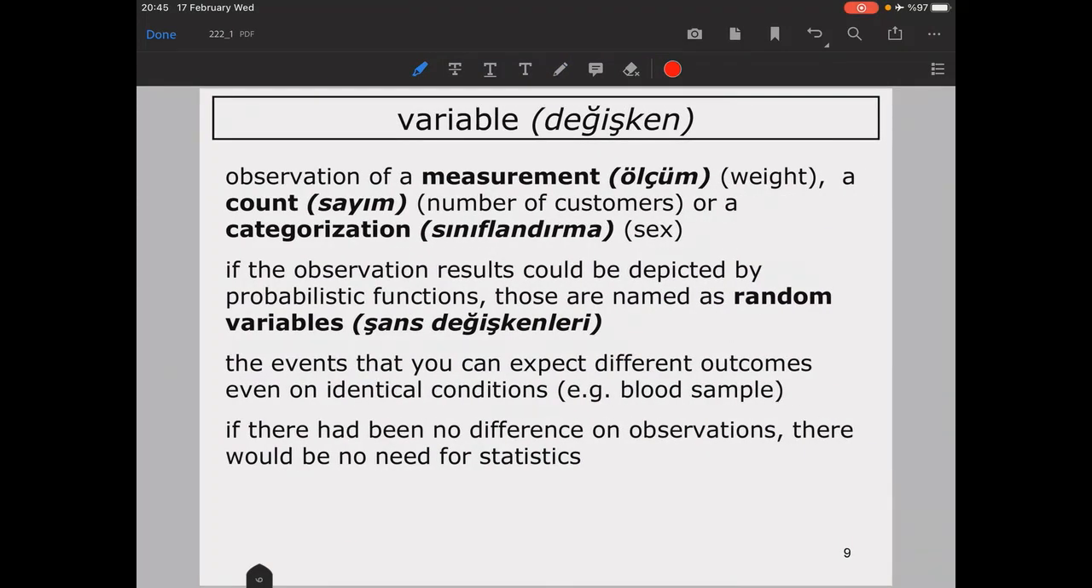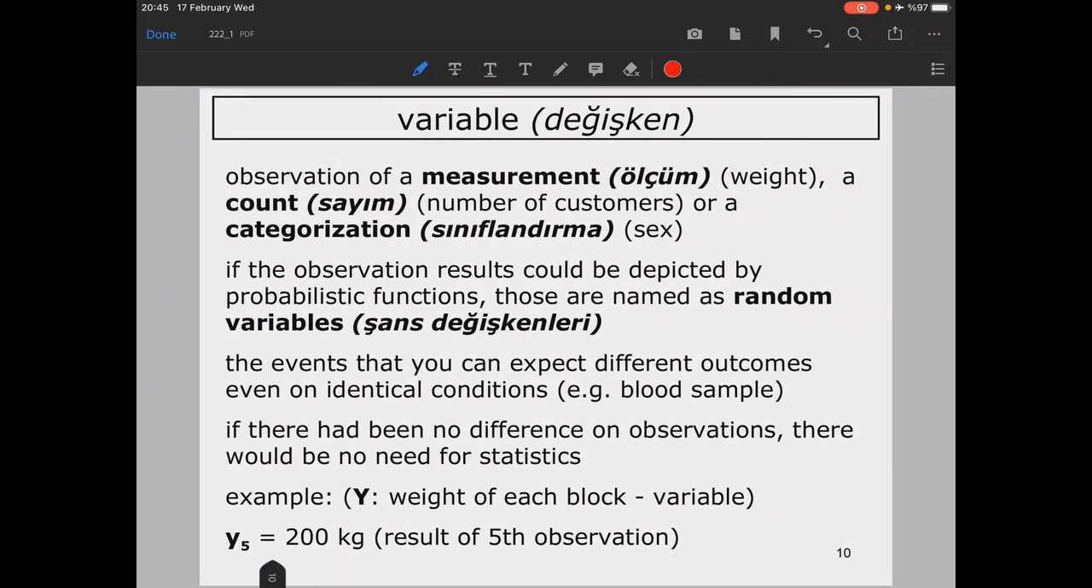Just imagine that there would be no difference in observations. Then what would be the need for statistics anyway? It means that there will be no need for statistics, because if you make this measurement over and over again and get the same results, there will be no need for statistics anyway on the population.